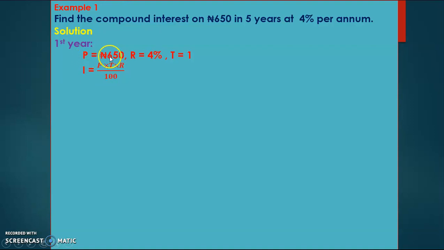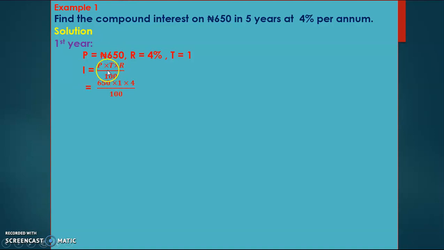P is equal to 650. Our R is equal to 4%. This R here is the rate, while T here is equal to 1. So we are not going to use these 5 years to calculate the simple interest for the first year. Rather, we will take it year by year. We are going to use the simple interest formula to calculate the interest for the first year.